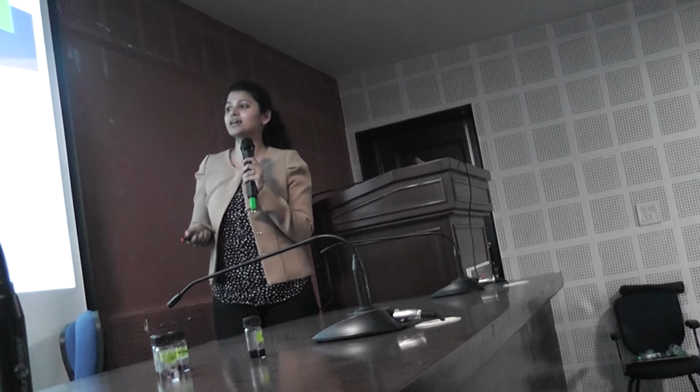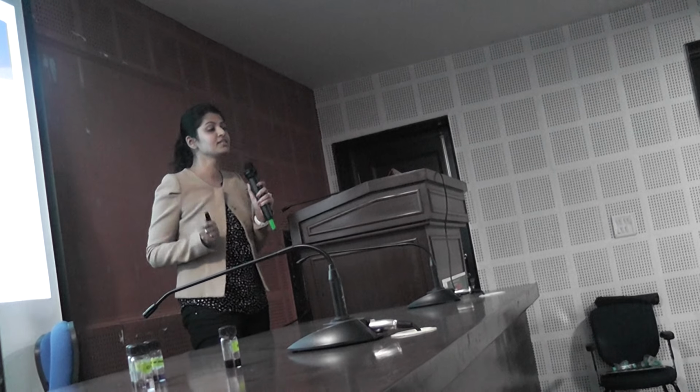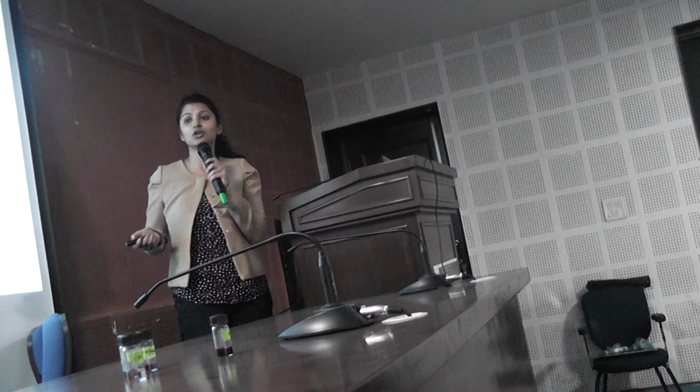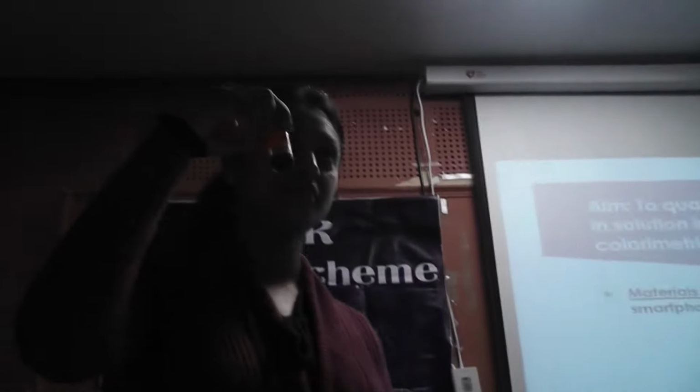So this is the color picker app which we are going to download. This is the first thing we do to perform the chemical analysis: we download this app from the Google Play Store. Then these are the other materials required: a stock solution of gold nanoparticles, which we prepared in the last experiment, then glass cuvettes, and of course a smartphone.